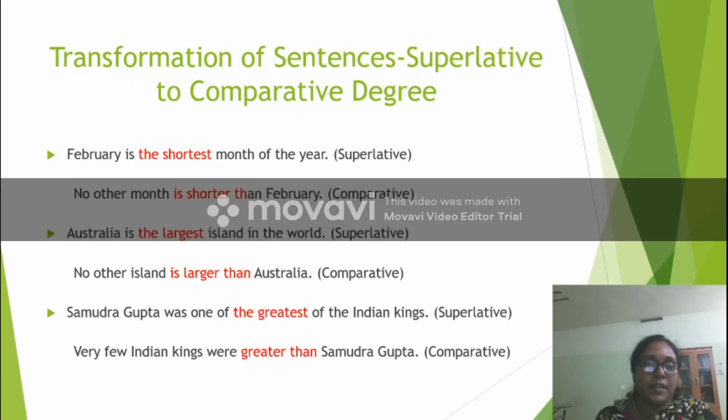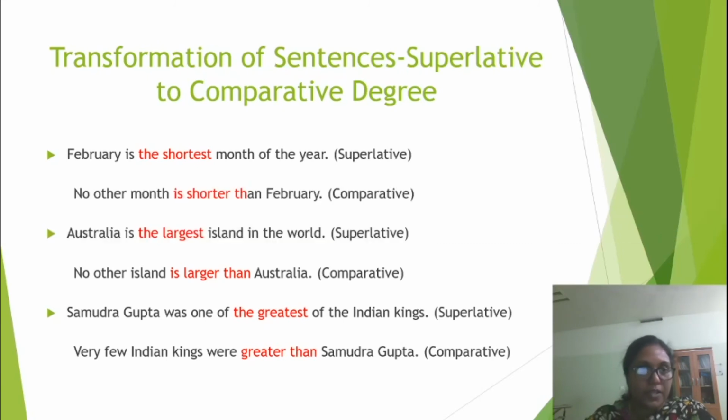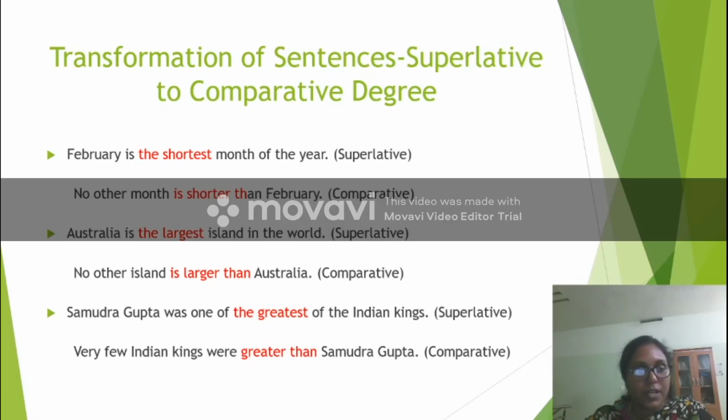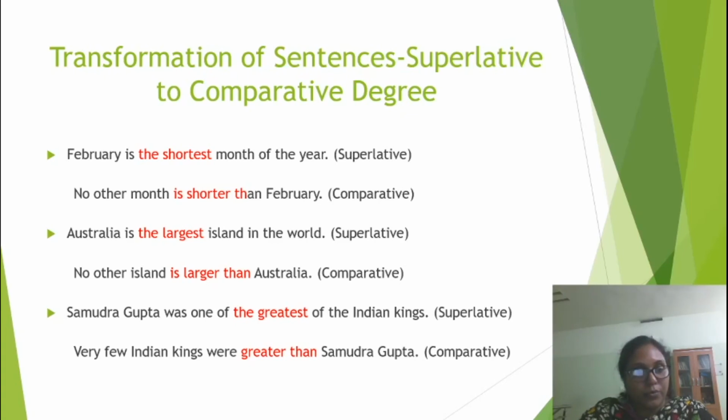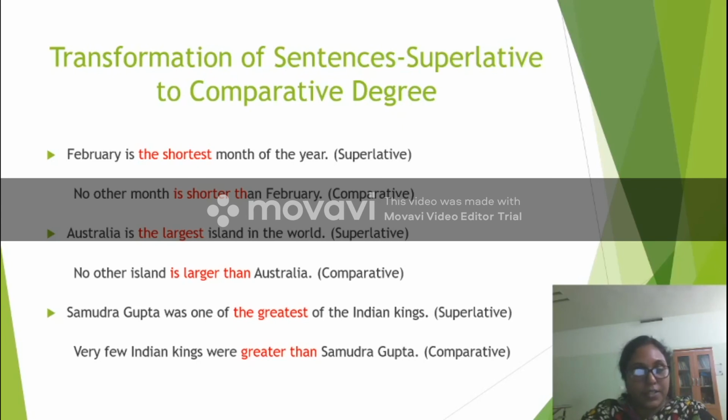Now we will see how superlative sentences can be converted to comparative degree. February is the shortest month of the year. The plus the superlative form of the word. Now, no other month is shorter than February. So, this is the comparative degree. Then, Australia is the largest island in the world. It is in the superlative degree, and we can express it in the comparative degree by adding the comparative form of the word large, and than. No other island is larger than Australia.